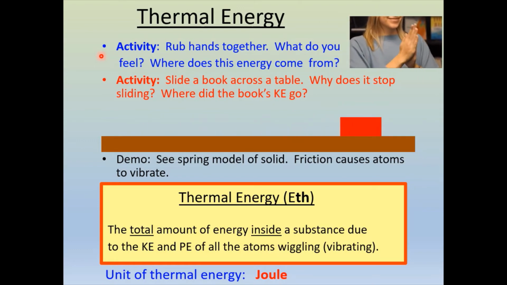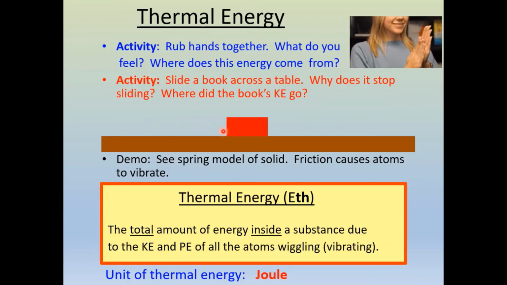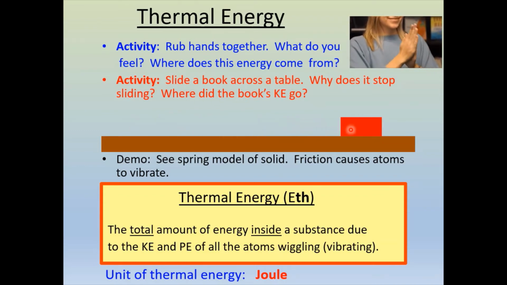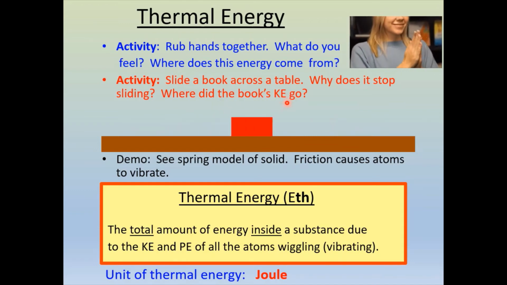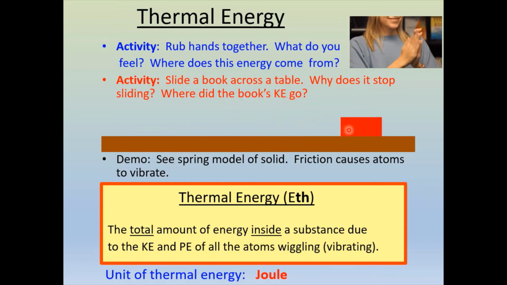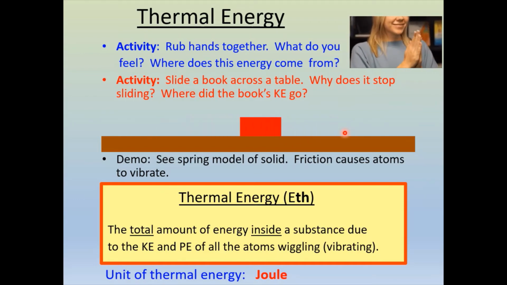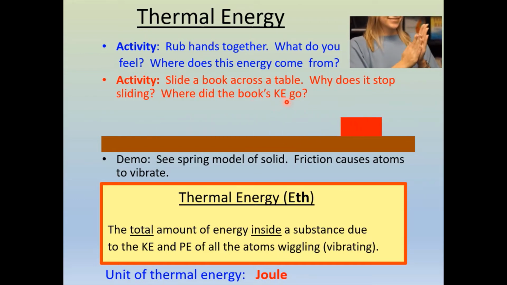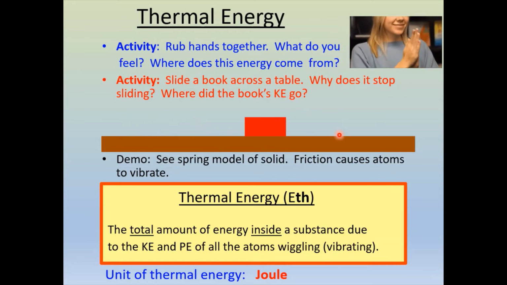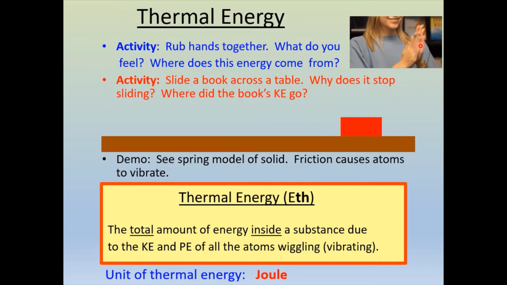Another example is if you take a book and slide it across a table, as shown here, it slows down and comes to a stop. Now, where did the book's kinetic energy go? Well, what happens here is friction, we know, slowed down the book and caused it to stop. It turns out that the kinetic energy of the book actually went to thermal energy or heat, kind of like the same thing with rubbing your hands together.